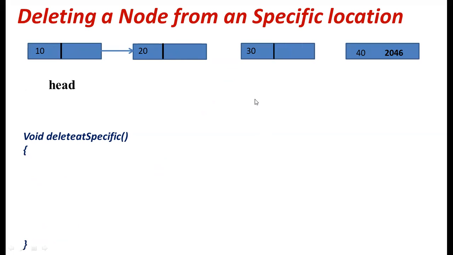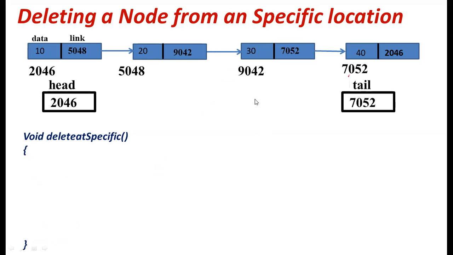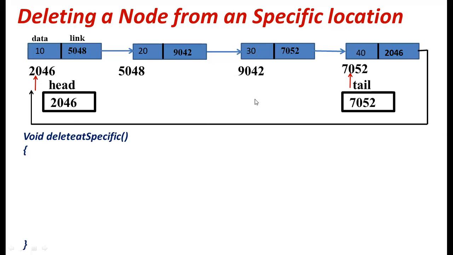And the head node is pointing to the first node, that is address 2046, and the tail node is pointing to the last node, that is with address 7052. So head will be pointing to this particular node and the tail will be pointing to this particular node. So head is pointing to the first node and tail is pointing to the last node. So the connections are like this. So this is the circular linked list.